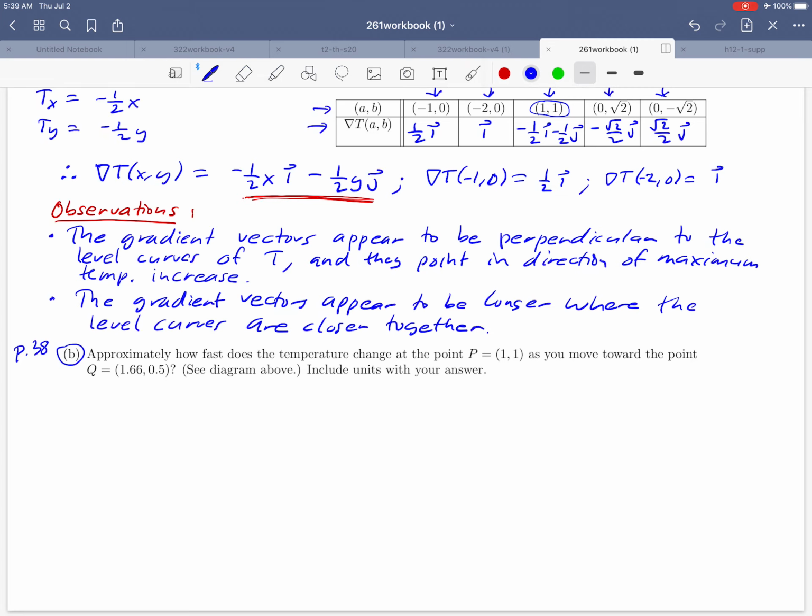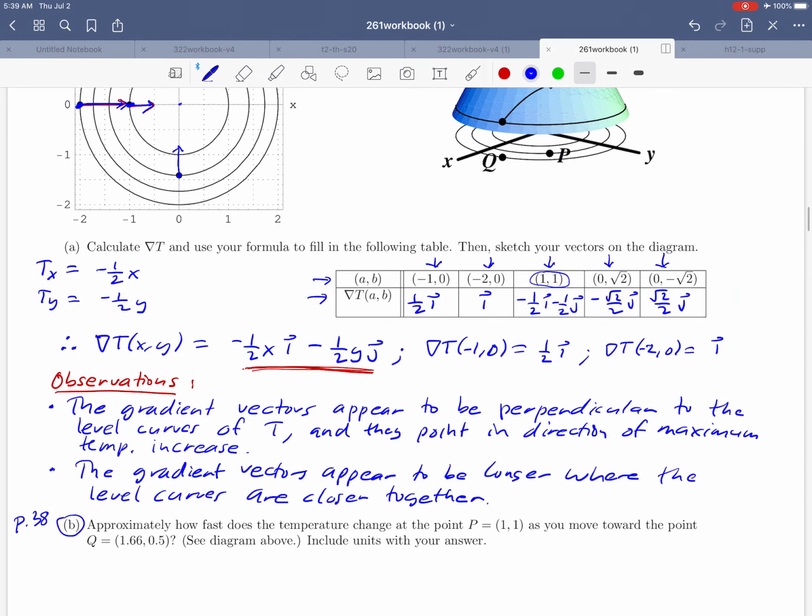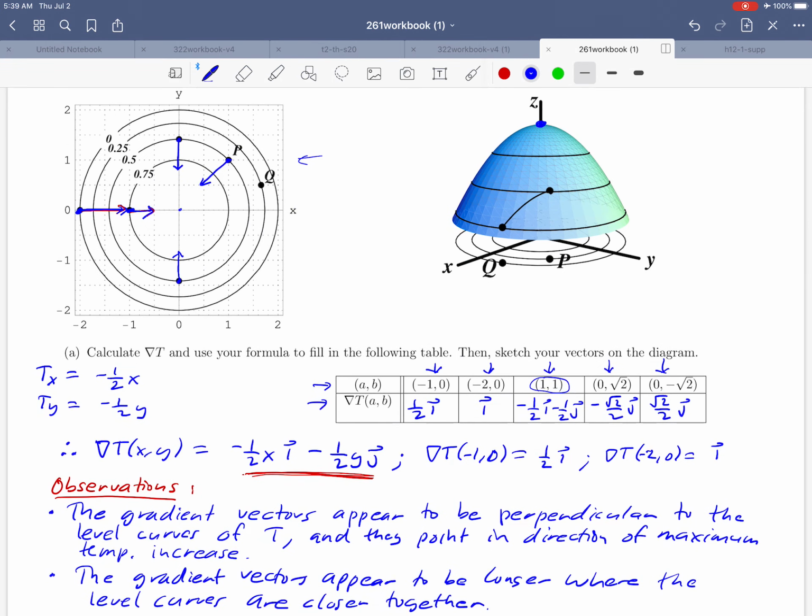Okay, so I want to scroll back up to the picture so that we can visualize what they're asking us here. Okay, and I'm going to start by looking at the contour plot. You can see the P and the Q here and here, and we're trying to estimate the rate of change of our temperature as we move between those 2 points, from P to Q, like that.